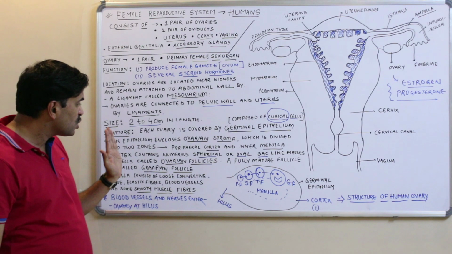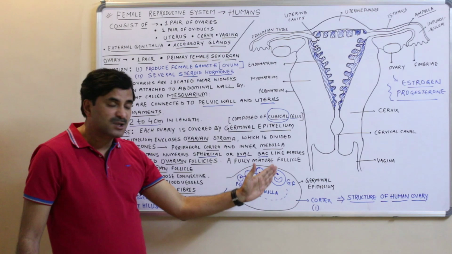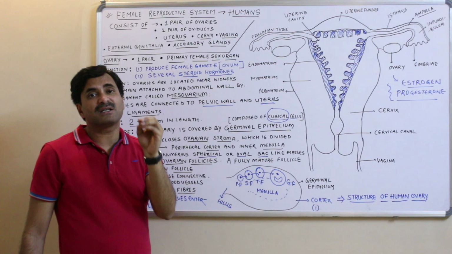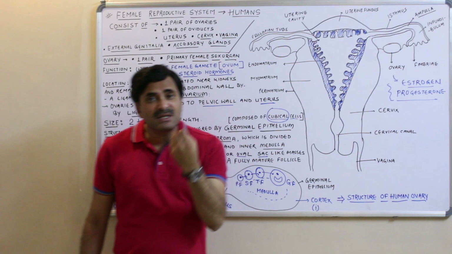Just notice here that in the cortex part of the ovarian stroma, certain follicles are present: primary follicle, secondary follicle, tertiary follicle in the various growth stages. Ultimately, the tertiary follicle converts into the mature follicle known as the Graafian follicle, and this Graafian follicle has the ovum. When the Graafian follicle bursts, the ovum will be released. How the Graafian follicle is formed, how it bursts, how it releases the ovum, and the process of ovulation, we'll be discussing later on.